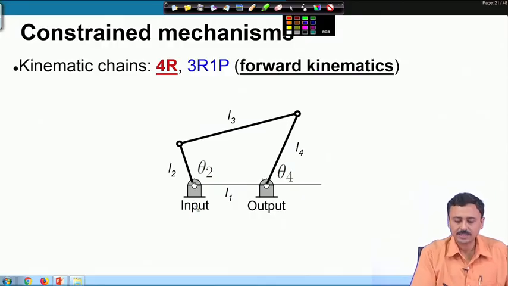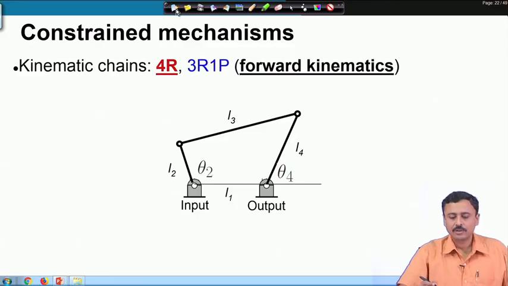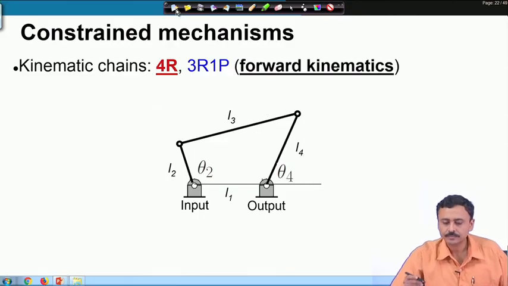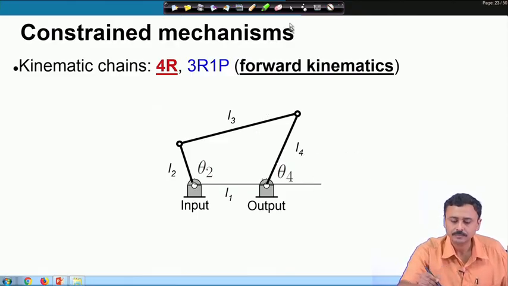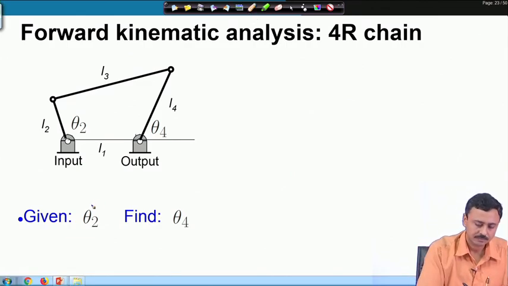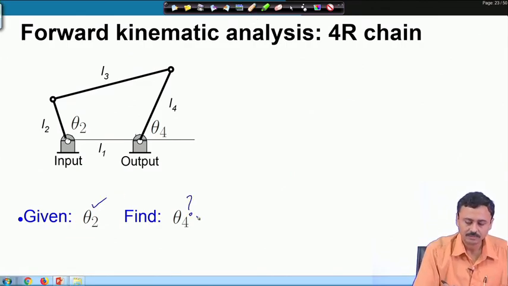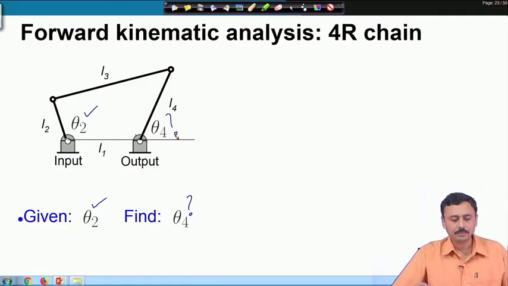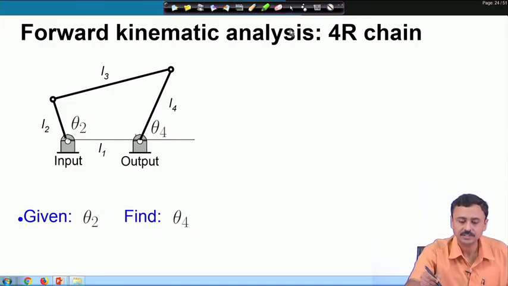The forward kinematics asks the question: given the input, that means given theta 2, what should be theta 4? So, given theta 2, what is theta 4? This is the problem of forward kinematics. So, given the input, what is the output? In this case, the output angle.